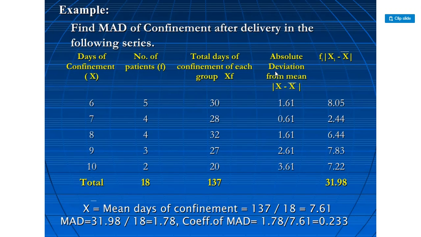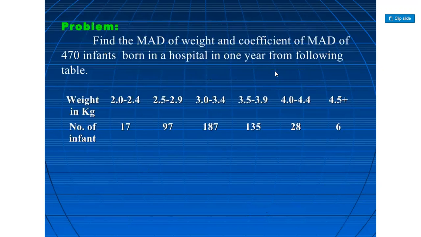So the mean days of confinement is 137 divided by 18. So the answer is 7.61. Mean deviation is 31.98 divided by 8, which equals 1.48. Coefficient of mean deviation is 1.78 divided by 7.61. So we got the answer 0.3233.